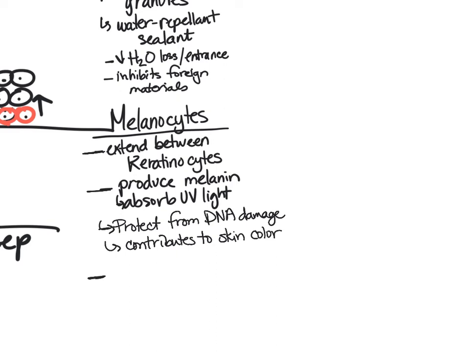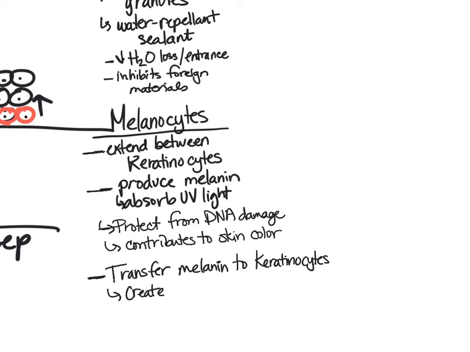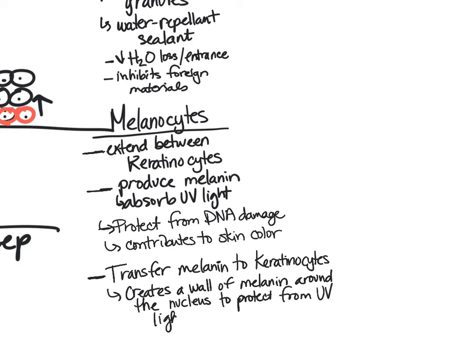And lastly, our melanocytes can transfer melanin to the keratinocytes. So we have these long projections that are filled with melanin, and not only are they going to stop the UV damage from getting into the deeper cells, they can actually transfer the melanin to the keratinocytes. And then the keratinocytes are going to utilize this melanin, and they're going to create a wall around the nucleus to protect the nucleus, to protect the DNA, from UV light. So once that is transferred, it creates a wall of melanin around the nucleus to protect from UV light and DNA damage.